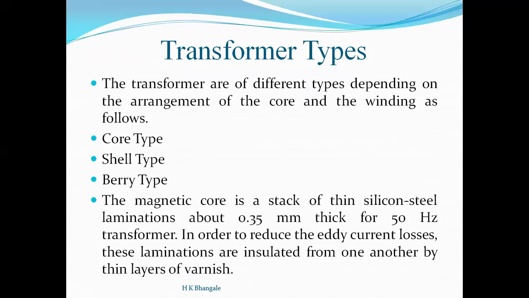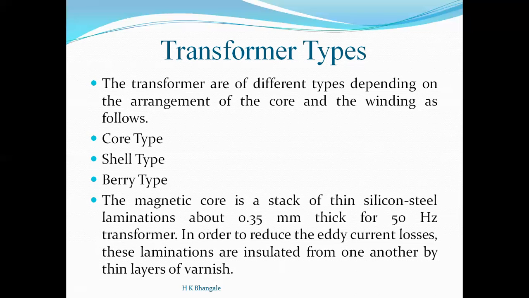Now let us look at the types of transformers. The transformers are of different types depending on the arrangement of the core and the winding as follows. So the single phase transformers are classified into these three categories: core type transformer, shell type transformer, and berry type transformer.